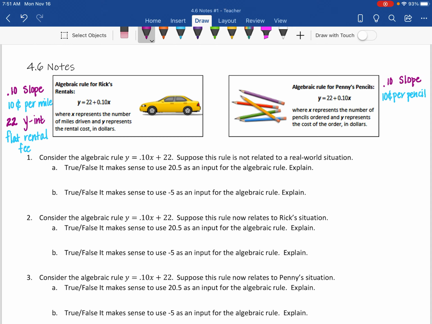Okay. And then the 22 is still our y-intercept, but we need to think about what it means in this situation. So what would it mean in this situation? Well, if you're ordering a bunch of pencils, the $22 could be a shipping fee, or a flat order charge, or anything that would go along with ordering and delivering pencils. So I'm just going to say that it's a $22 delivery charge or shipping charge.